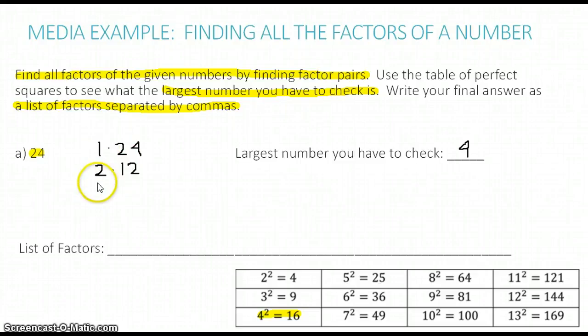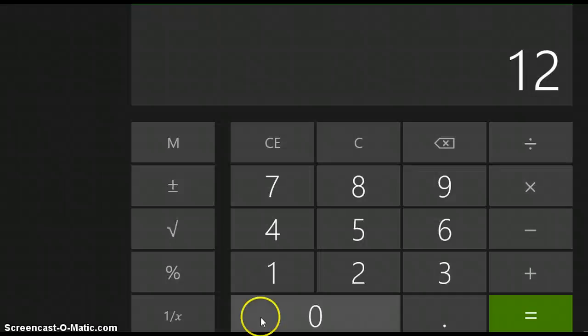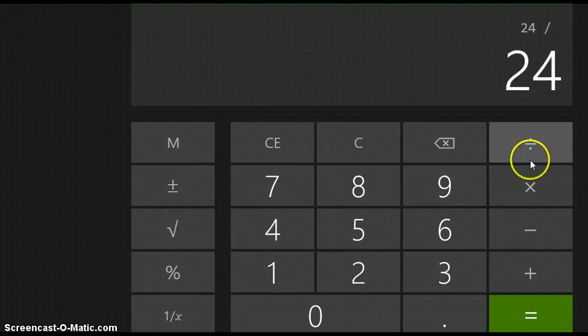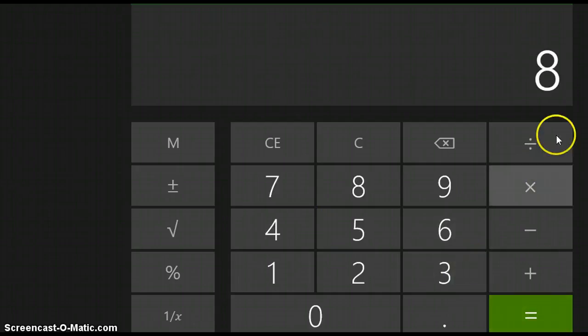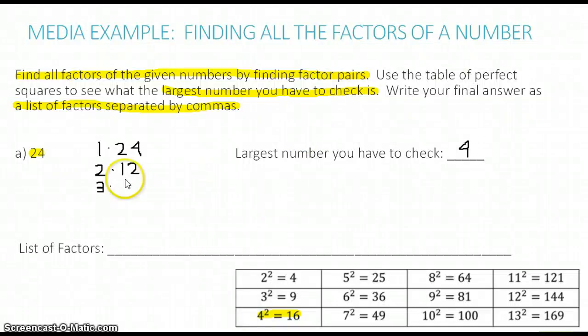Now we've done 1 and 2. Let's go up to 3. Now is 3 a factor of 24? And you may know this already, but let's check using divisibility. 3 is a factor of 24 if 24 is divisible by 3. And it is. 3 times 8 equals 24. So we have 3 times 8, and that's a factor. And the largest number we have to check is next.